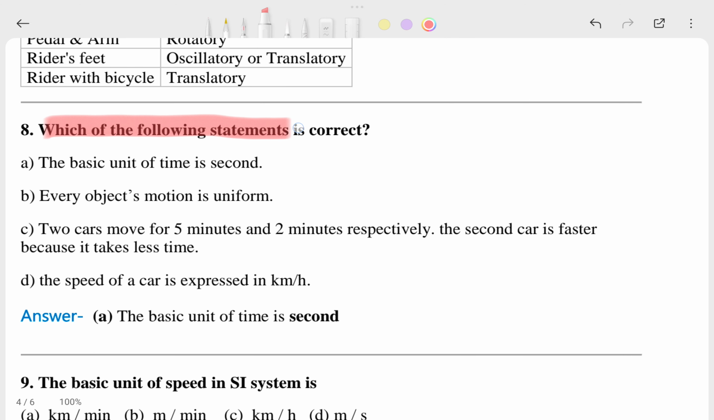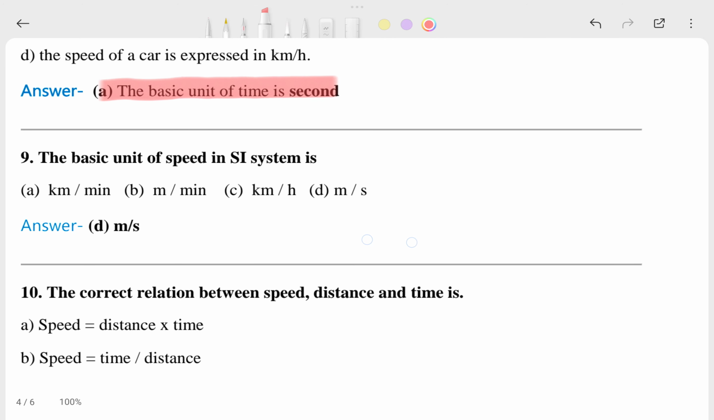Which of the following statements is correct? So these are the 4 options. In these 4 options, which is correct? So option A, the basic unit of time is seconds, is the correct answer. Okay, so let's talk about the 9th one.